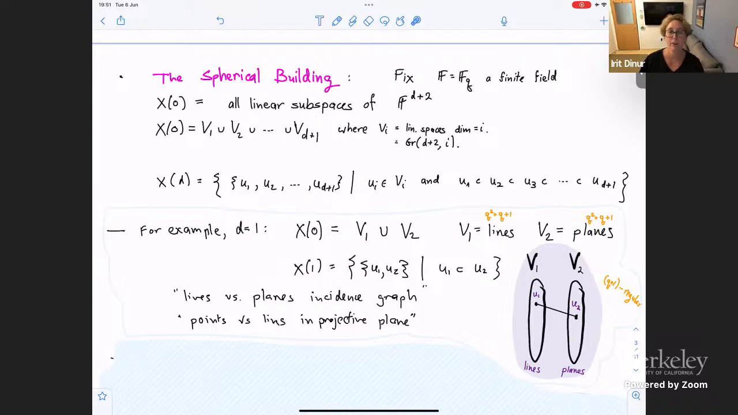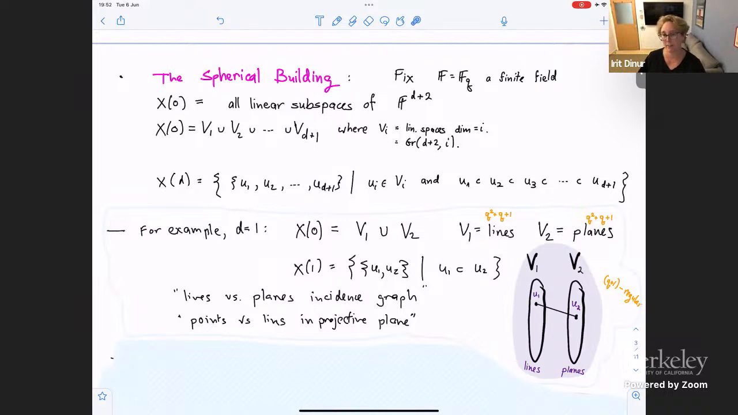So let's look at an example for D equals 1. I have F_q^3, and I have all possible linear spaces there. So basically, I have lines and planes. So my vertices have two types, either lines or planes. And the edges are just pairs U_1, U_2, where U_1 is a line that is contained in U_2 that is a plane. Okay, so it's a bipartite graph. It's just a one-dimensional complex. And you can think of it as the lines versus planes incidence graph. Sometimes, but people really like to call it the points versus lines graph in the projective plane. These are the same.